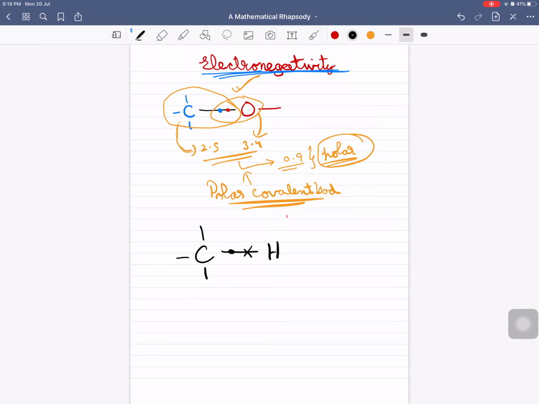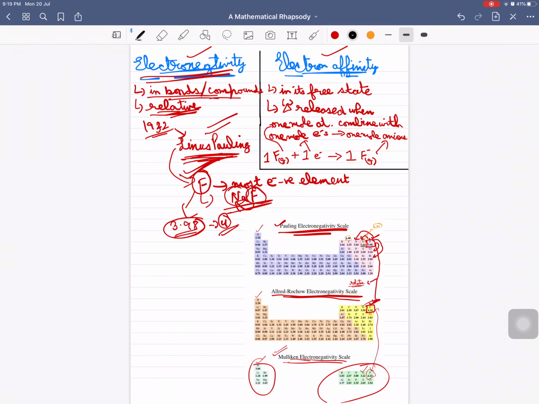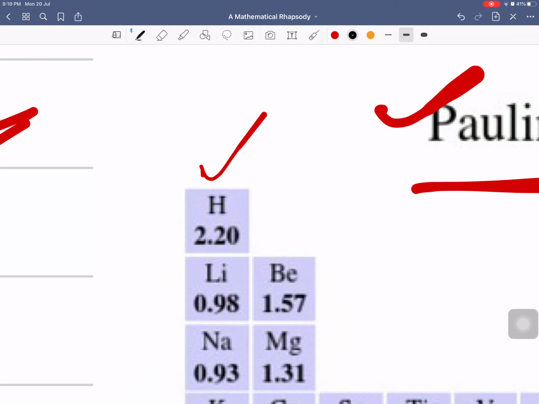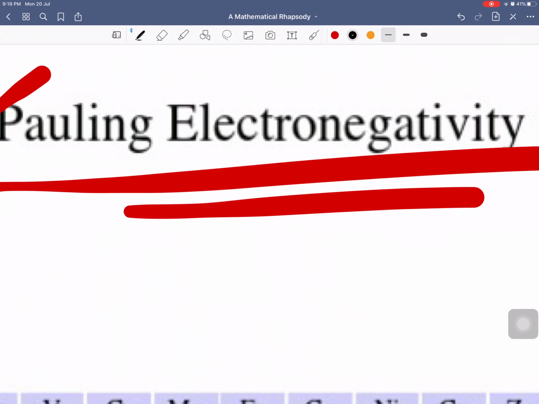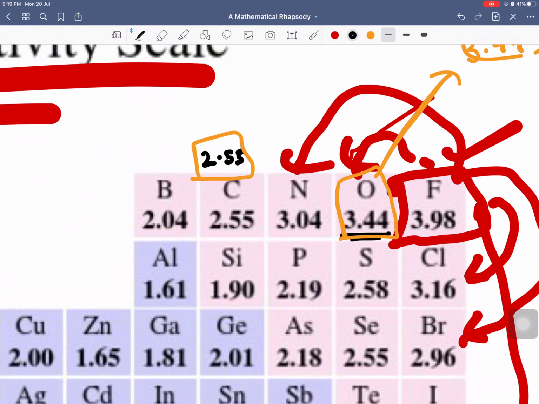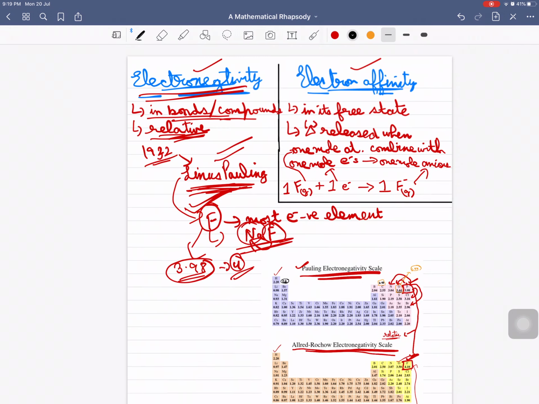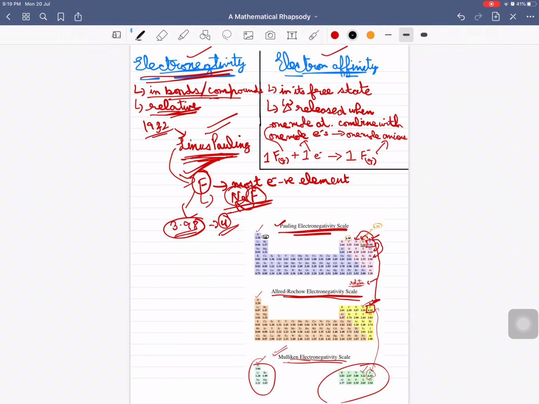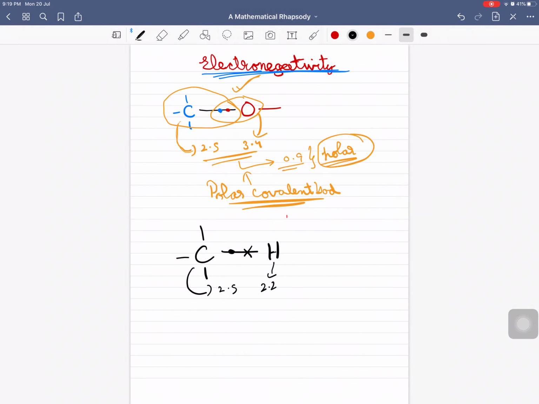Now let's check their electronegative values. Let's go to hydrogen first. It has an electronegativity of 2.2. Carbon has an electronegativity of 2.5, as we already saw. Now the difference here is really less. How much is it? 0.3, right?